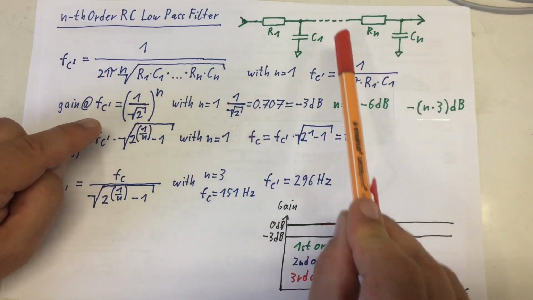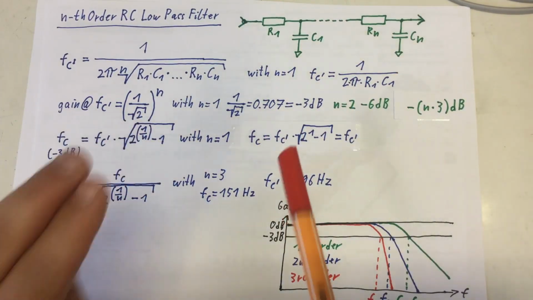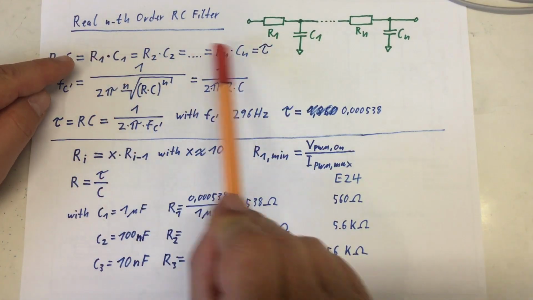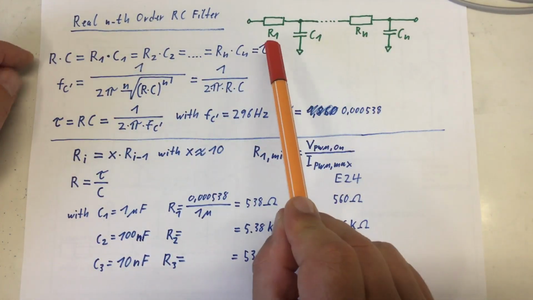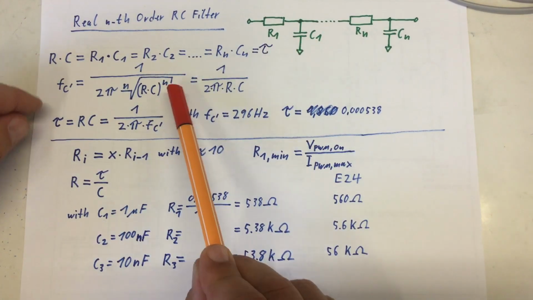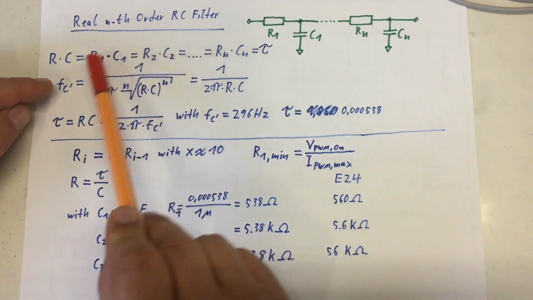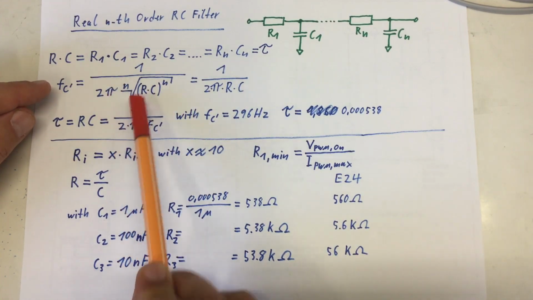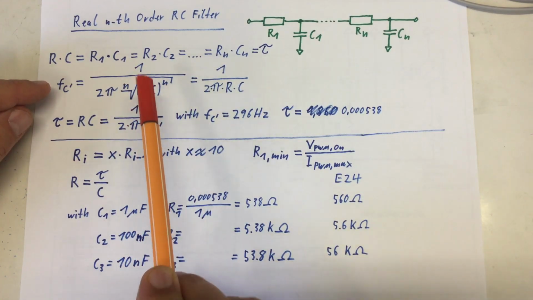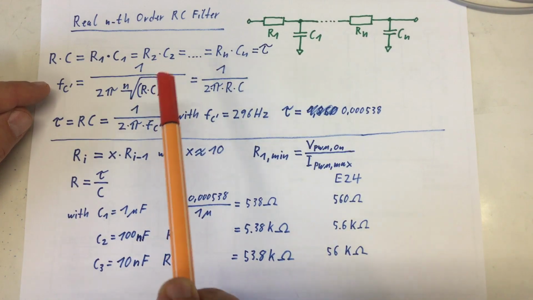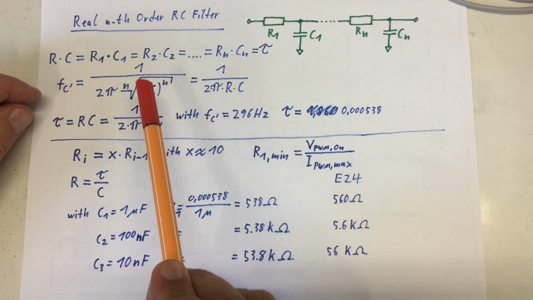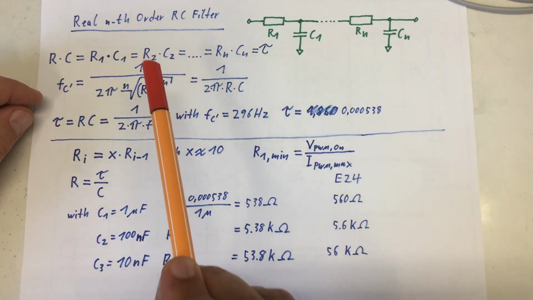There are applications for that, but not here. So if we assume that all our RC elements in our nth order filter have the value of tau, then we can write our general formula like that. Instead of writing under the root R1 times C1 times R2 times C2, etc., we can simply write R times C to the power of n.